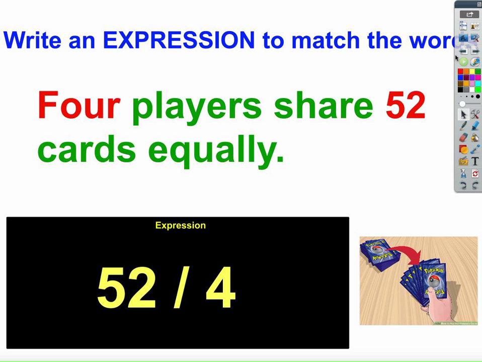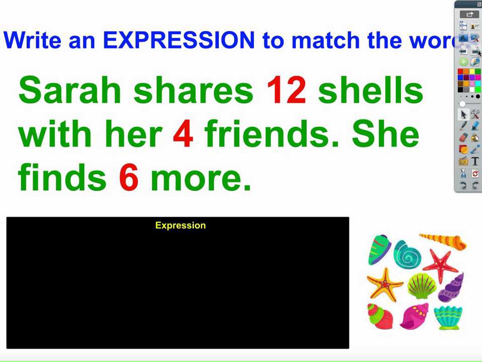Okay? So now what do we do if we end up having something like this one, where it's a 2-step problem? Sarah shares 12 shells with her 4 friends. She finds 6 more. So what I would suggest is you go sentence by sentence here. So first we're going to have the 12 shells shared with her 4 friends. Well, that would be division. So we would do 12 divided by 4 first.